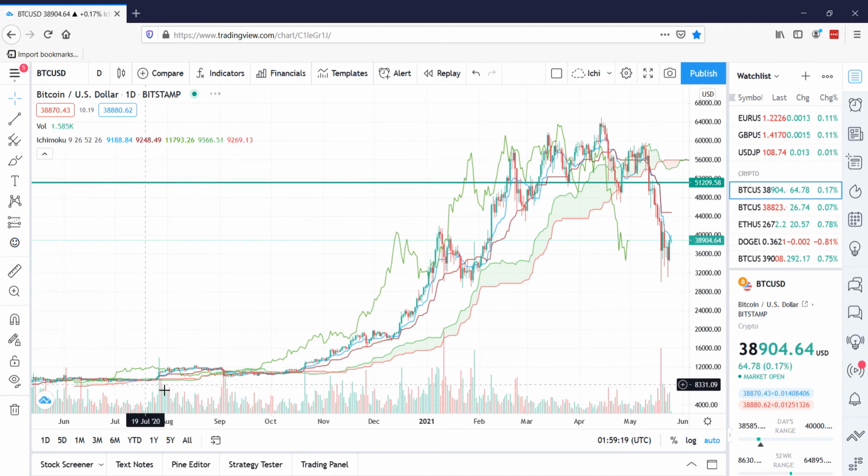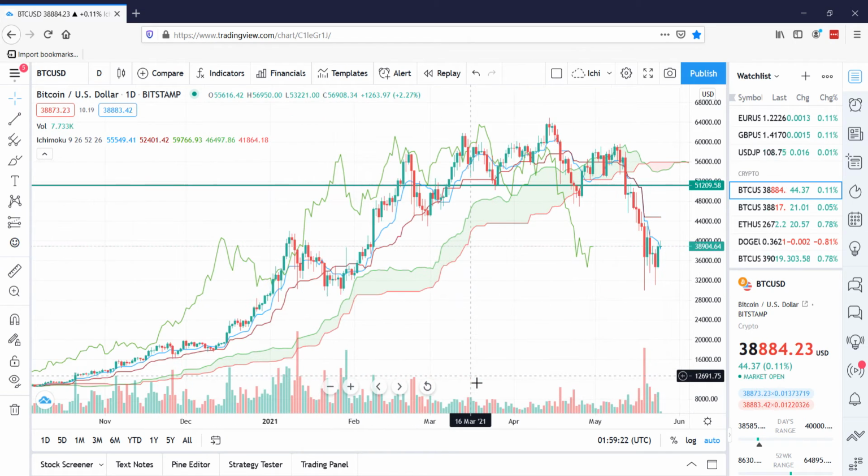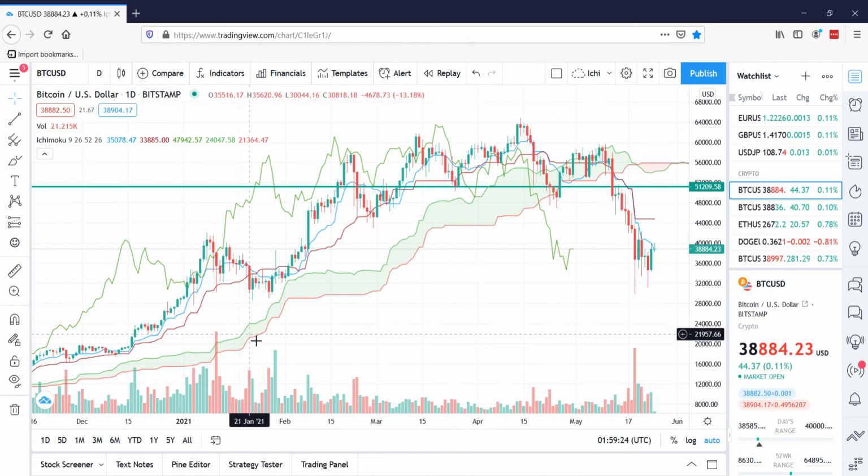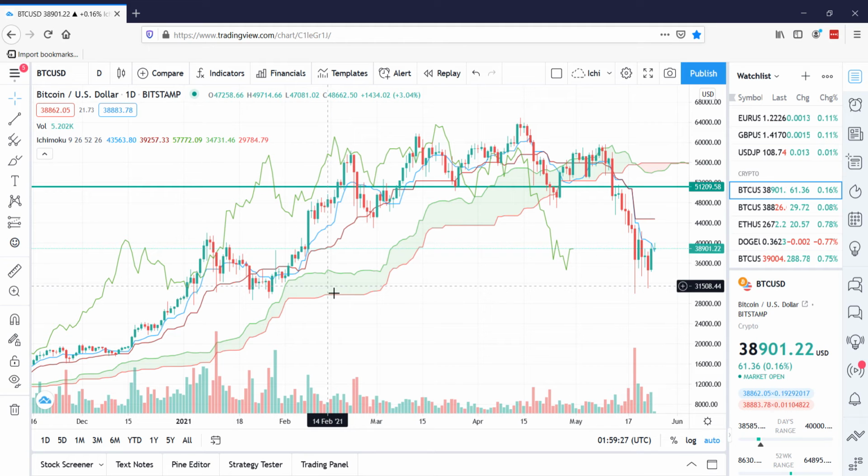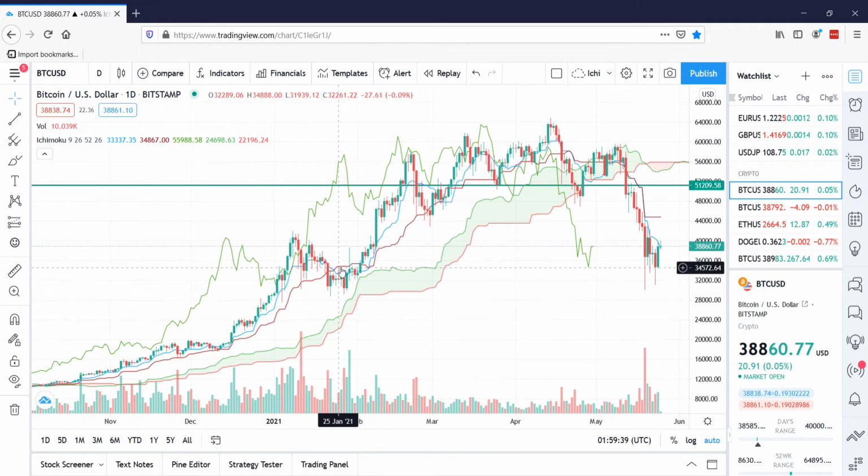Let's go to a daily chart here. So the Ichimoku indicator is the lines and cloud formation you see on the screen here. When we're in a bull market, you want to see price staying above the cloud on the daily chart. Okay, so you notice for this whole rally, since the rally began way back here in October of 2020, we broke above the cloud here and continued to stay above the cloud.